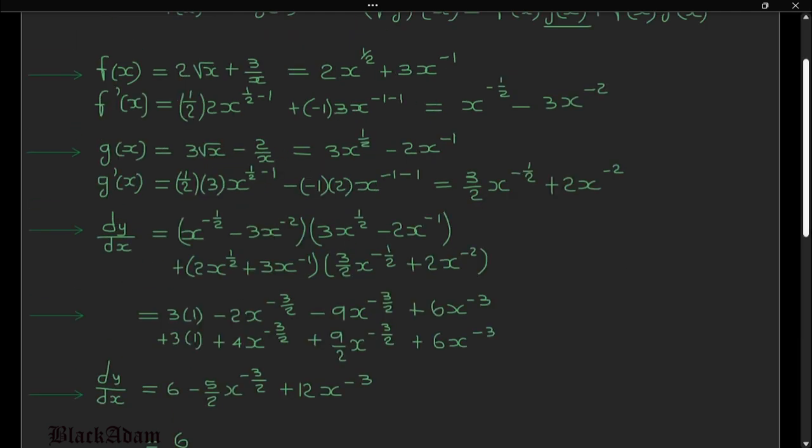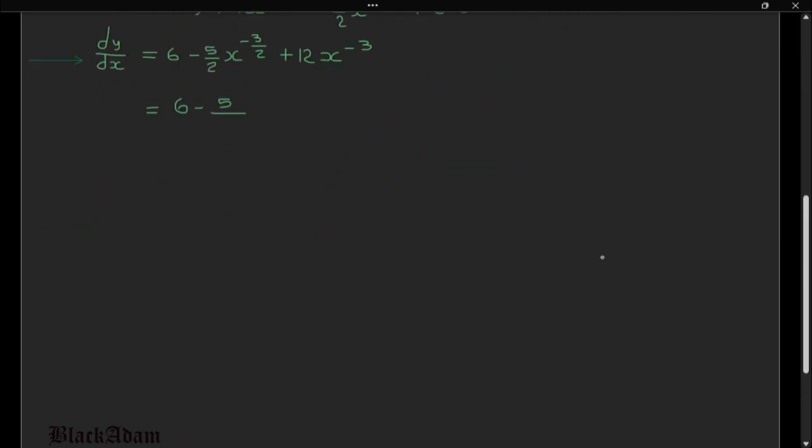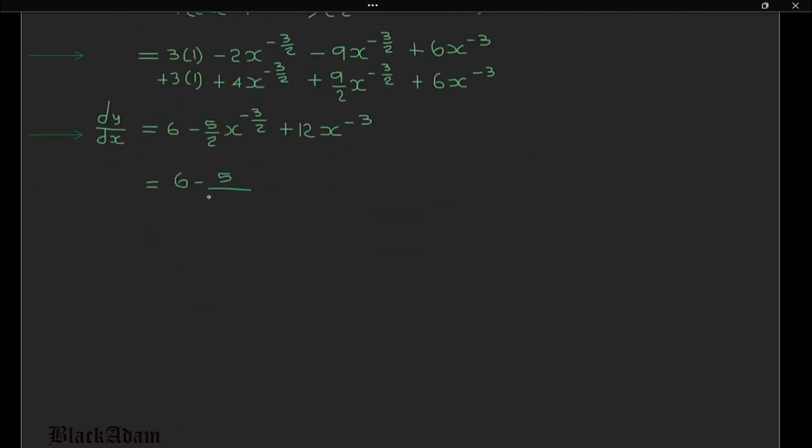So we just simplify that, put them in the positive exponent form. So it's negative 5 over 2 x to the power 3 over 2, plus that's going to be 12 over x to the power 3. So that's dy dx, and that's our final answer.